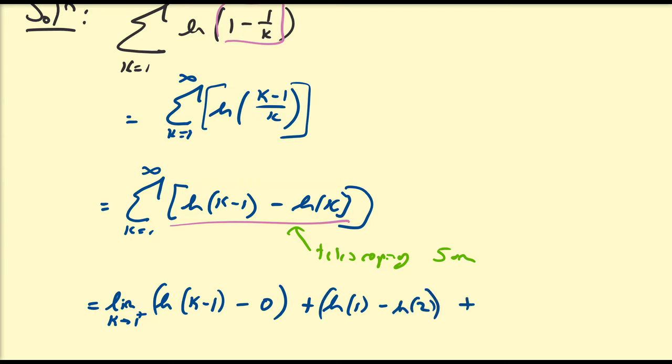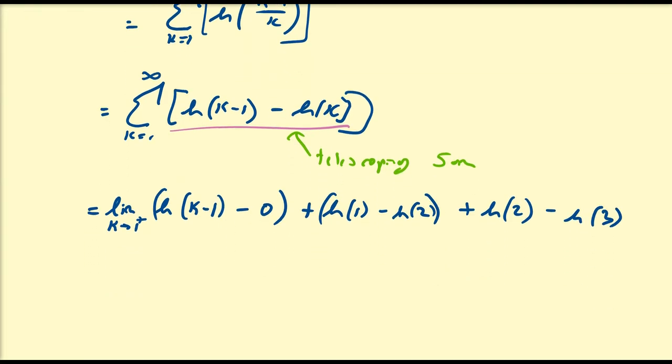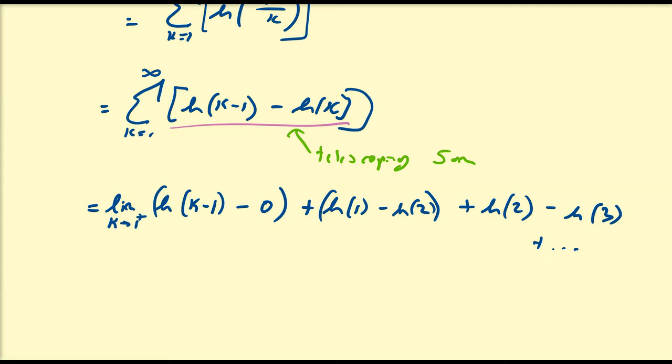And then plus the next term. When we plug in 3, we're going to have the natural log of 2 minus the natural log of 3. And then plus all the way out to some arbitrarily large number, let's call it n. So that's going to be the natural log of n minus 1 minus the natural log of n. That's one term, plus n, and so on.